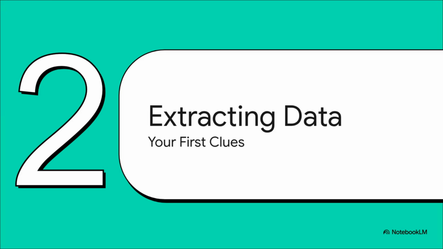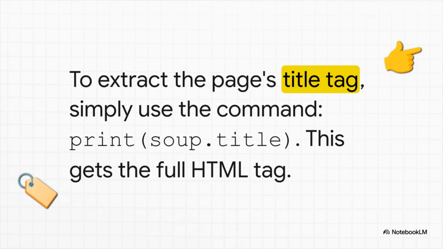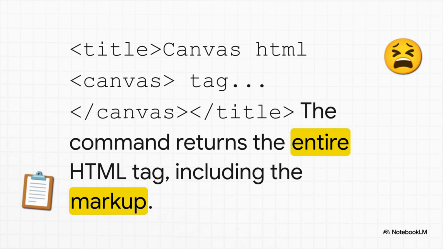All right, so now we have our soup object. This is where the fun really begins. We can start asking it for specific bits of information, kind of like a detective searching a crime scene for clues. So let's start with something really basic. Every single web page has a title, right? To get it, all we have to do is ask our soup object for its title. Just print soup.title. Super straightforward. And boom, just like that, BeautifulSoup finds it and gives us the entire HTML title tag.